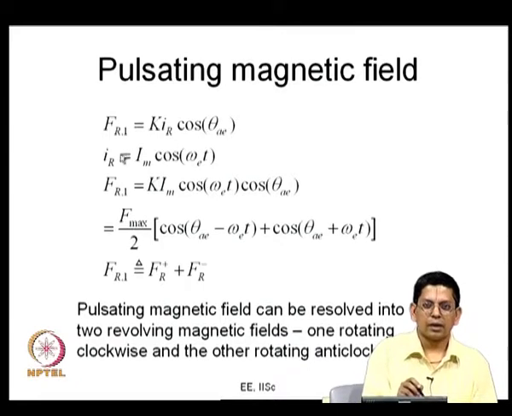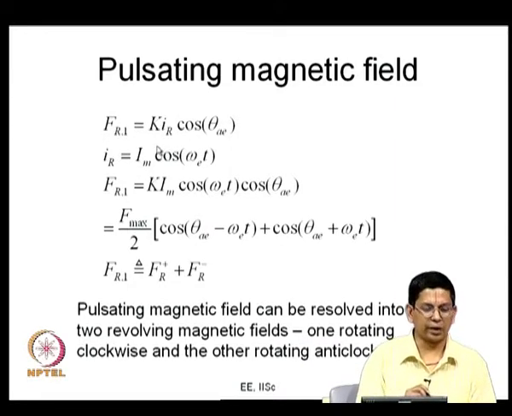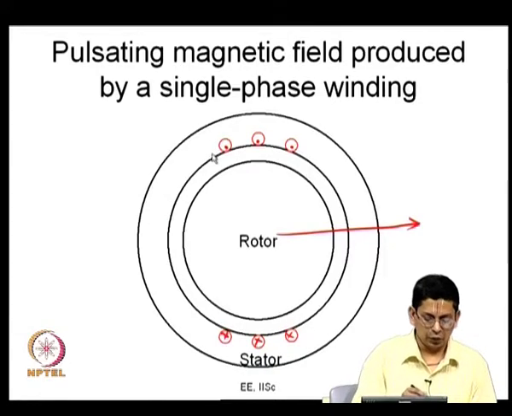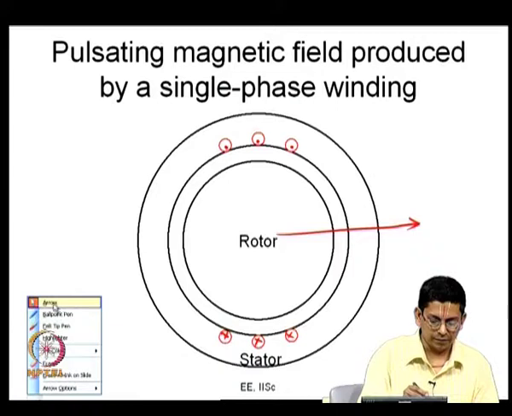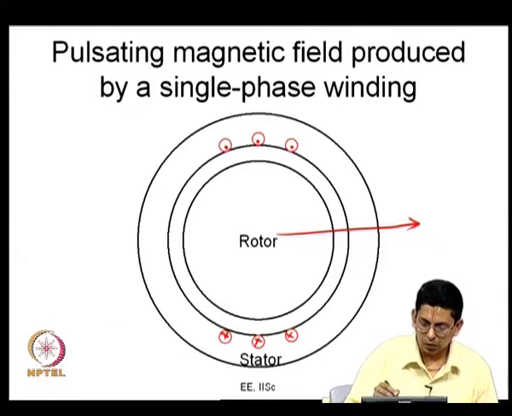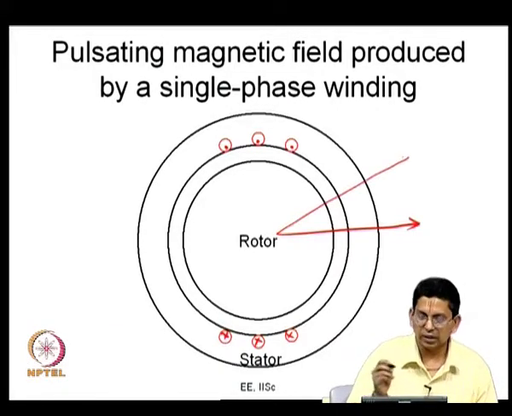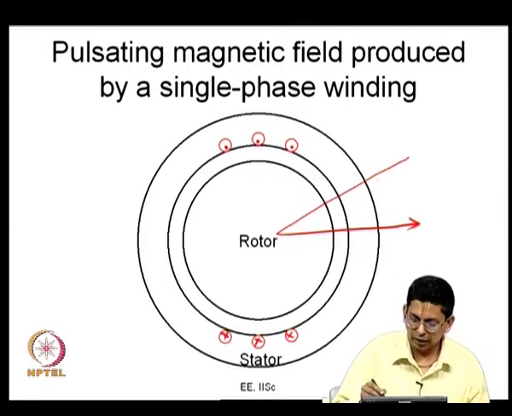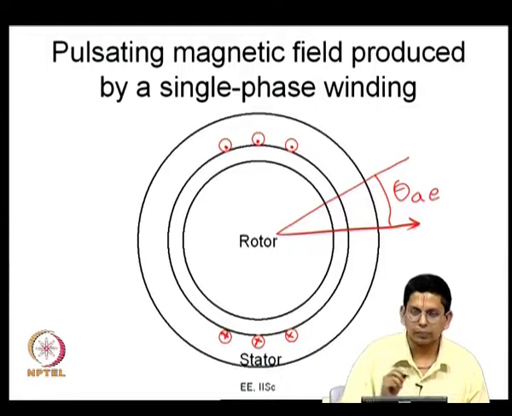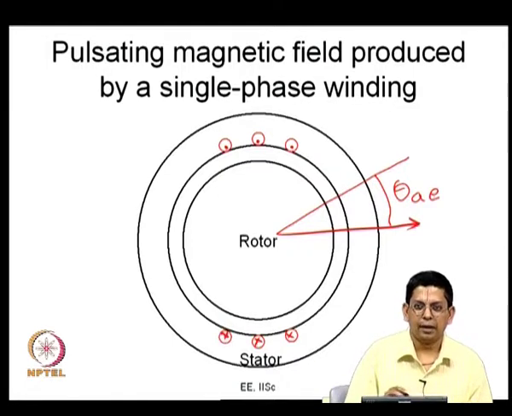That MMF should obviously be proportional to the current flowing through it, IR. So, it is IR there, and K is some constant of proportionality, and now theta is the angle. For example, if you consider this angle here, you can call it theta AE. Theta is because it is an angle, A to say that it is the air gap, and E is the electrical angle.